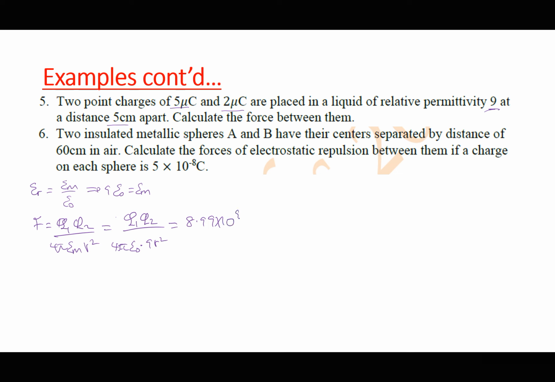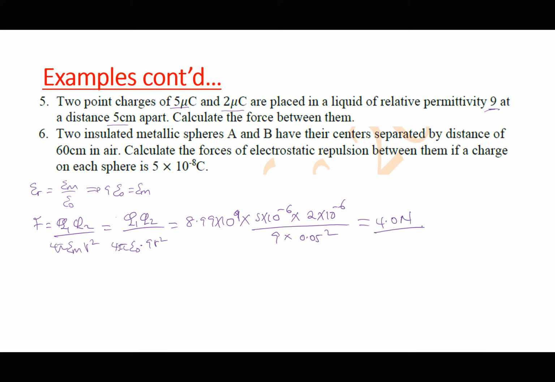So this will be 8.99 times 10 power 9, then multiply by the product of the charges, 5 times 10 power negative 6 times 2 times 10 power negative 6, divided by the separation, this will be 9 times r, 5 centimeters, that will be 0.05 squared. And when you press your calculator, it gives you the force between the two charges. Note how we dealt with the relative permittivity here. So from my calculator, it is giving me 4.0 newtons.